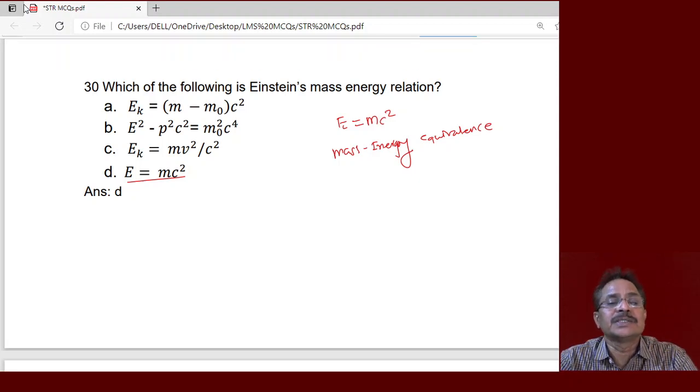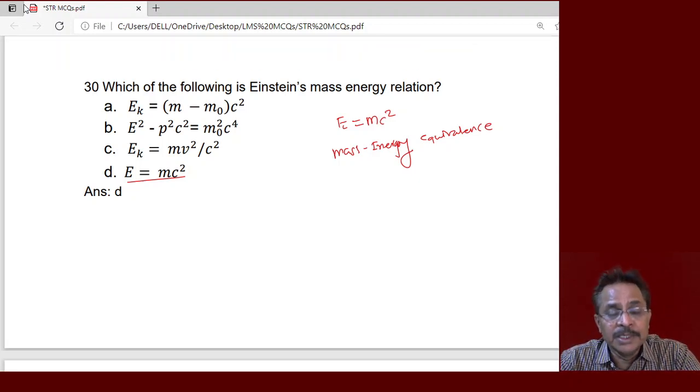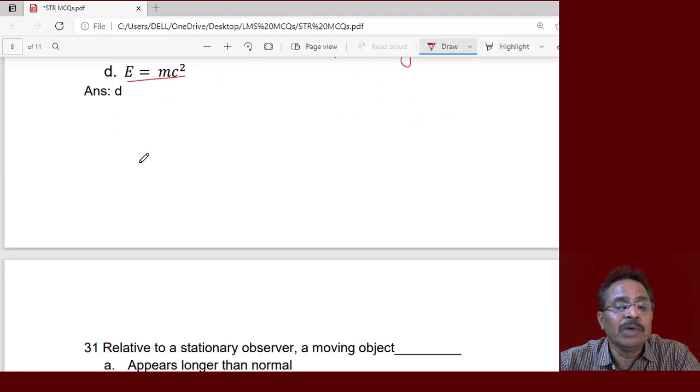This is called Einstein's mass energy relationship, E = mc². Okay, so this is called mass energy equivalence too.